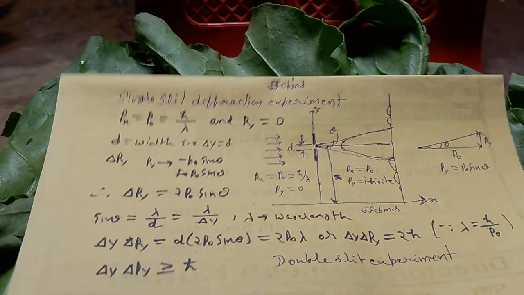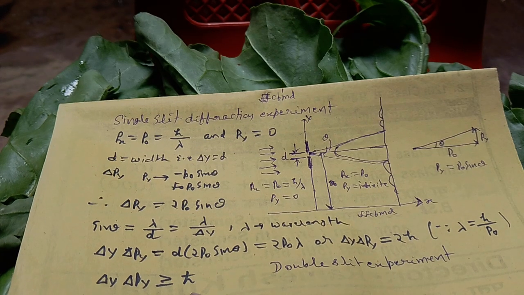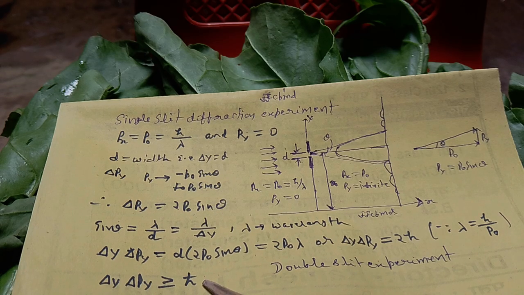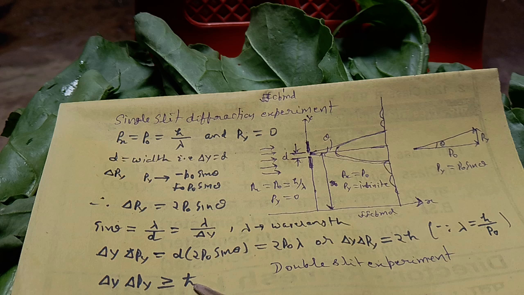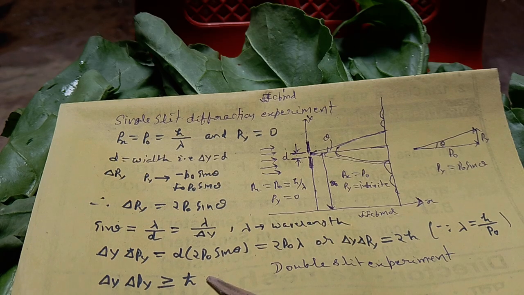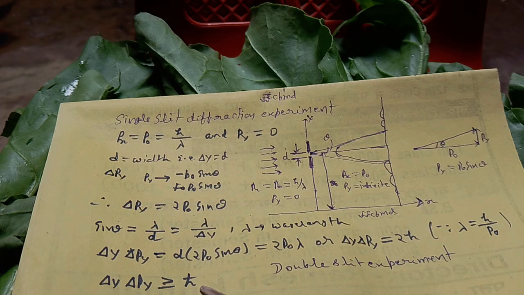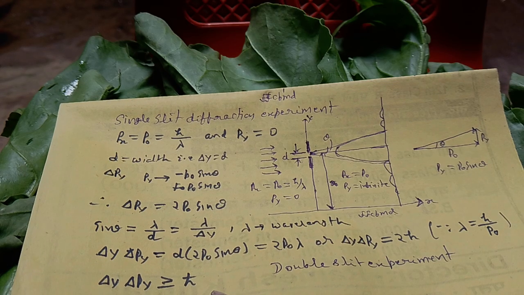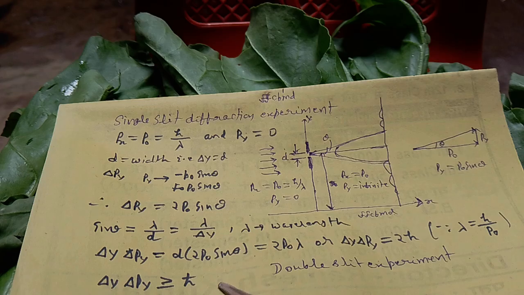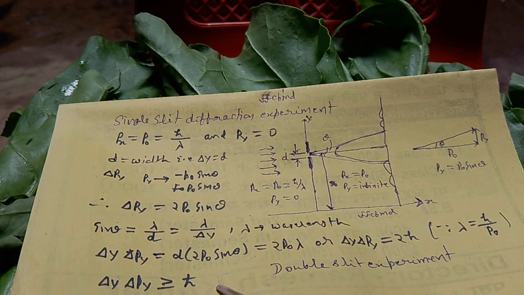This is consistent with the uncertainty relation delta y times delta P sub y greater than or equal to h cut. Trying to reduce the width of the slit to reduce delta y leads to a greater spread of the diffraction pattern, increasing the momentum uncertainty. Thus, it is impossible to measure the position and momentum of a microscopic particle precisely at the same time.